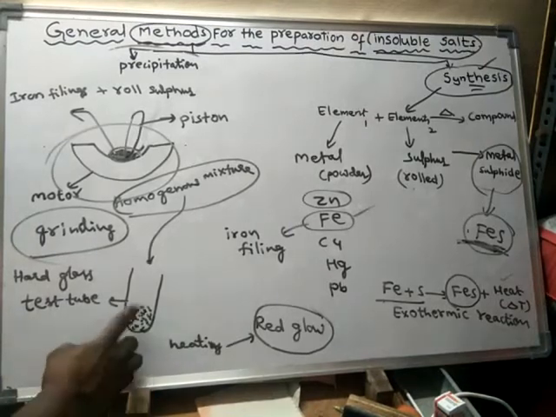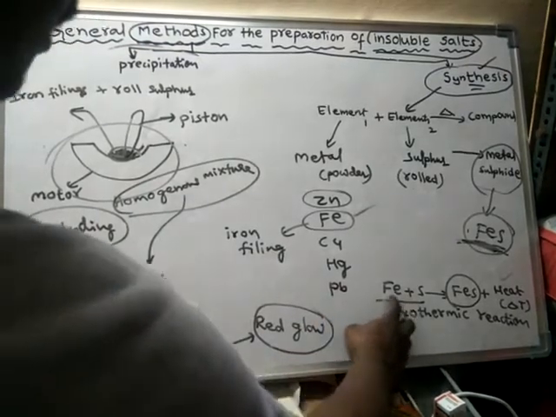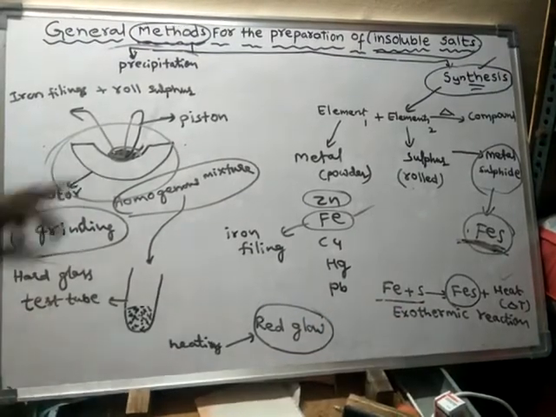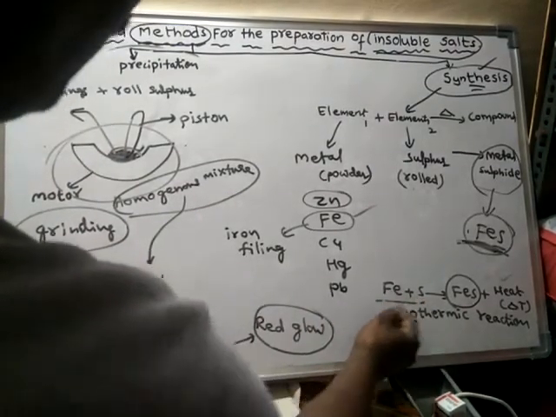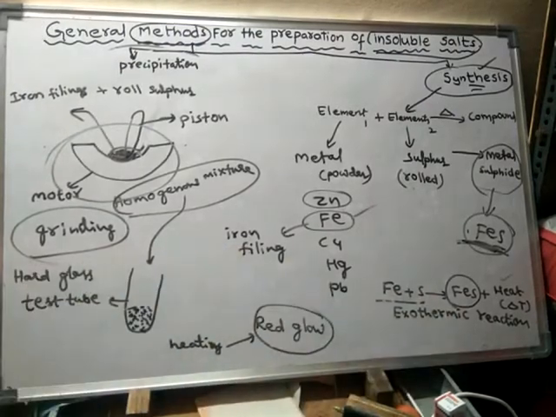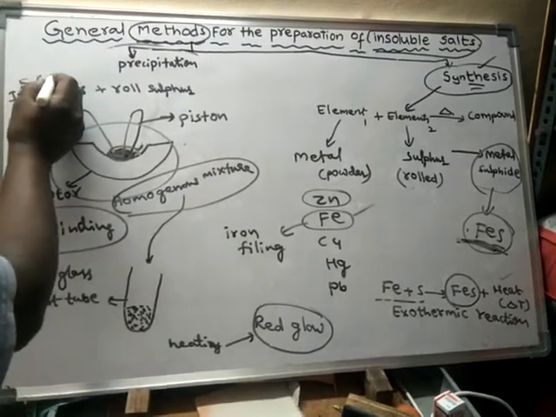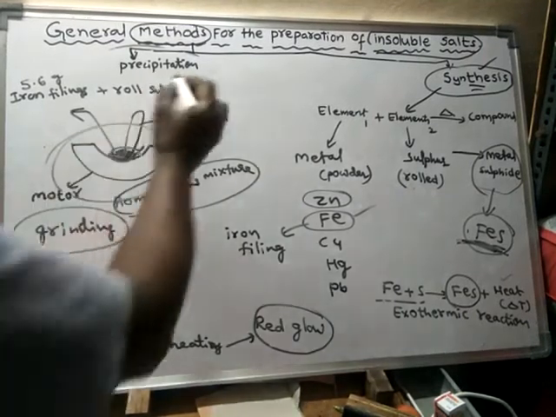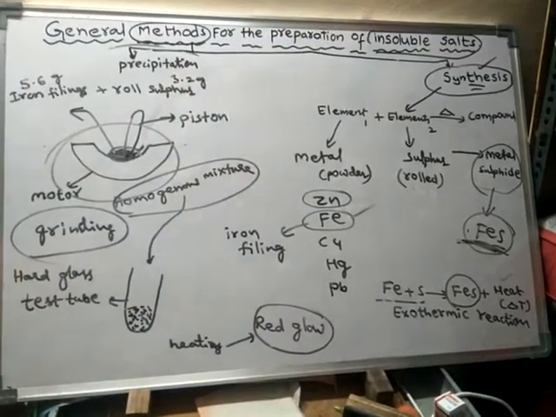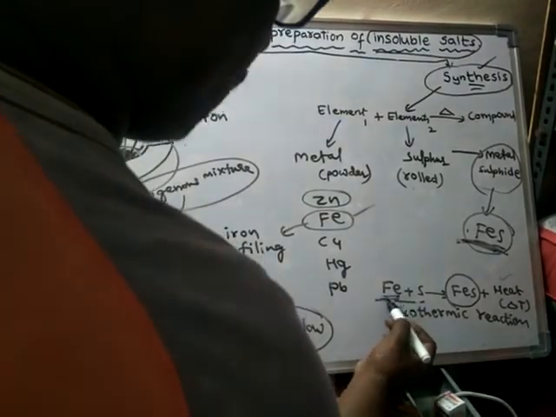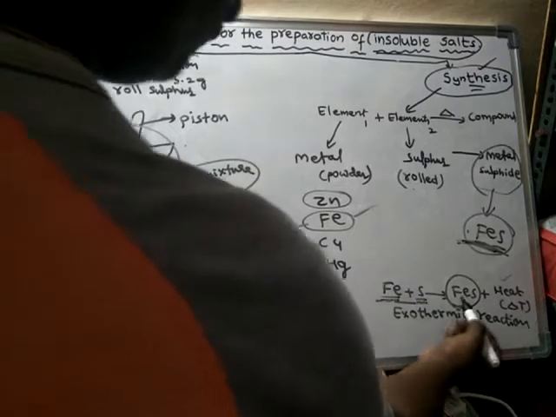Now after the complete formation of iron sulfide, these two have reacted completely. We have to take fixed, definite amounts of iron and sulfur. For example, if you take 5.6 grams of iron filings, then we have to take 3.2 grams of sulfur only, because one atom of iron will react with one atom of sulfur to form iron sulfide.